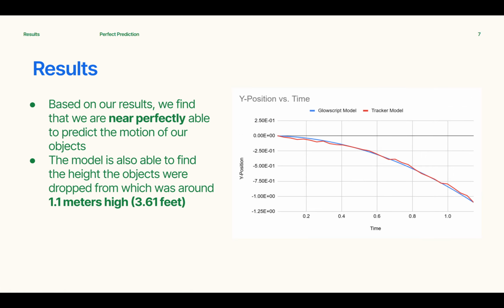Results. Based on our results, we find that we are near perfectly able to predict the motion of our objects. The model is also able to find the height the objects were dropped from, which is around 1.1 meters high, or 3.61 feet.